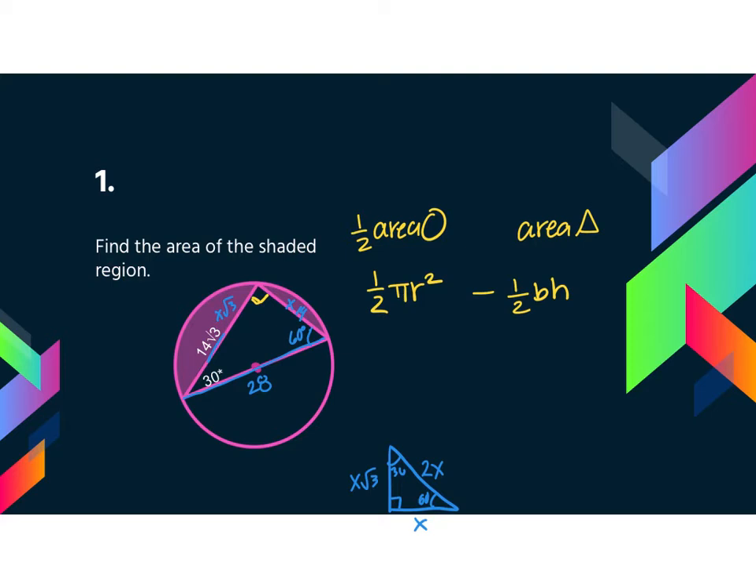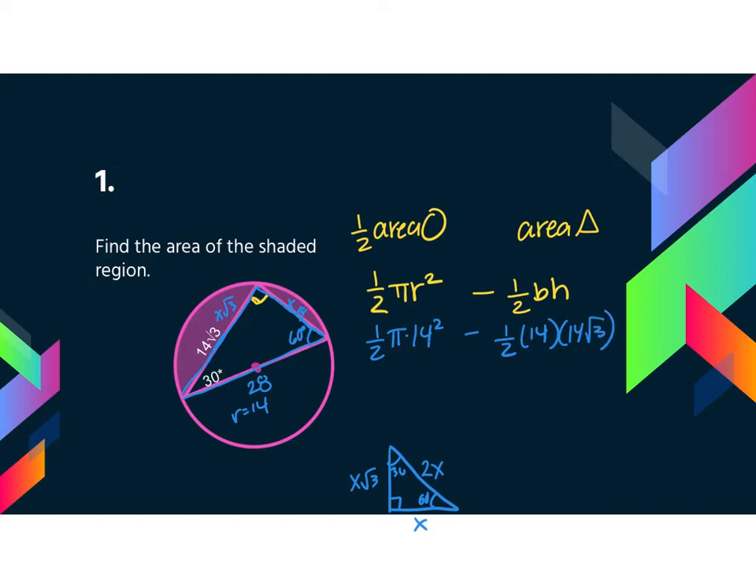If we're looking at the area of our circle, we have 1/2 pi. My radius is half of my diameter. If the diameter is 28, the radius is 14, so 14 squared, minus 1/2. The base of our triangle here is 14. The height of our triangle here is 14 square root of 3.